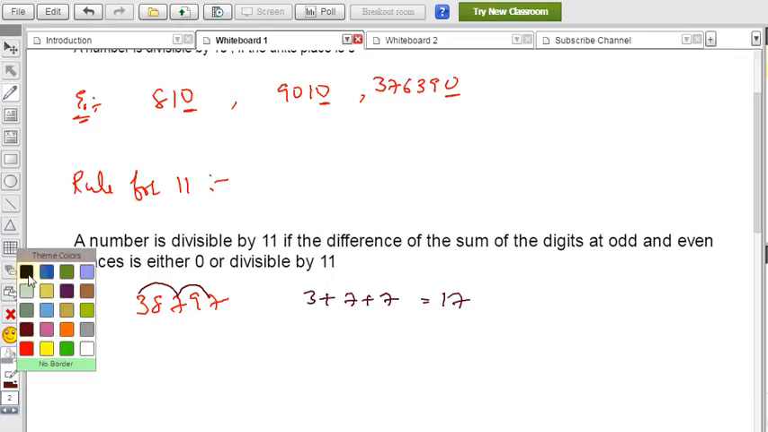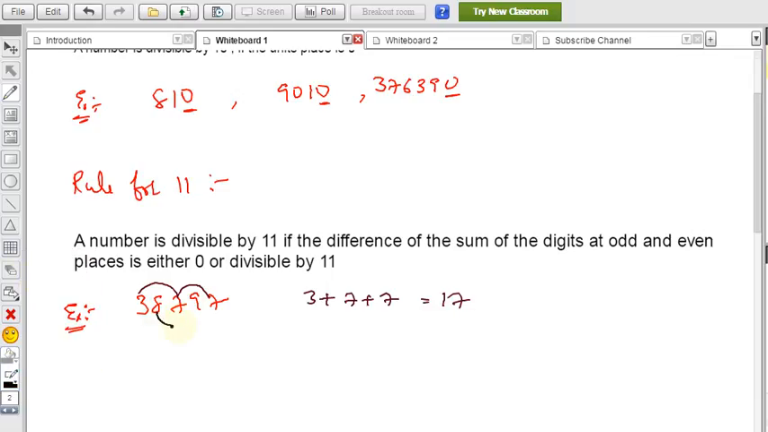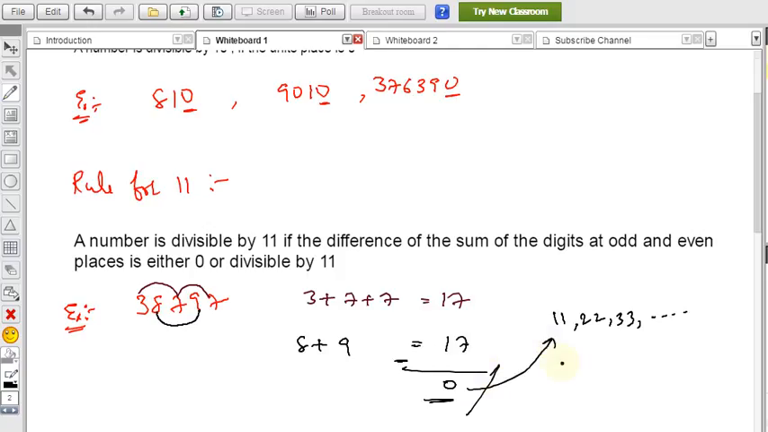Now even places, 8 plus 9, that is 17. Now the difference we got is 0, so the difference should be 0 or any multiple of 11, that is 11, 22, 33. If the difference is 0 or 11, 22 and so on, then that number is divisible by 11. So we only need to find the difference of the sum of the digits at even and odd places. So this is the rule for 11.